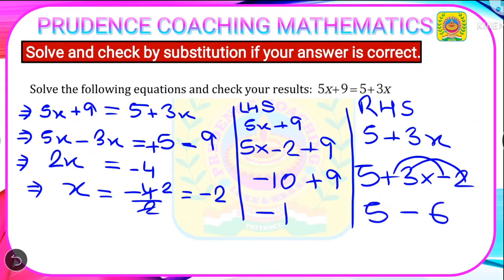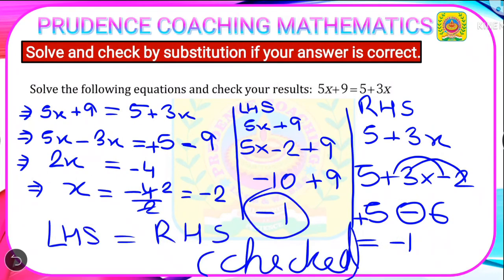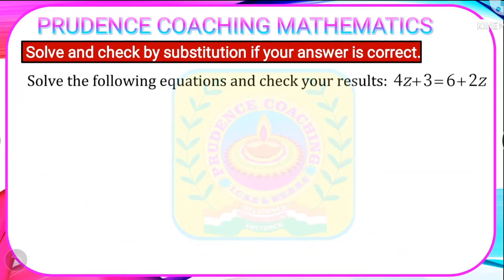5 minus 6. Here as you can see, one is plus, one is minus, so we need to subtract. So 6 minus 5 will be 1, and we need to give the sign of the bigger one, that is 6. So ultimately we see that LHS is equal to RHS, therefore we will write LHS equals RHS, proved.